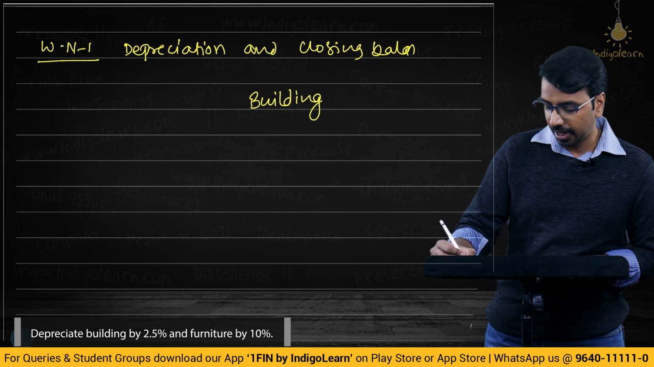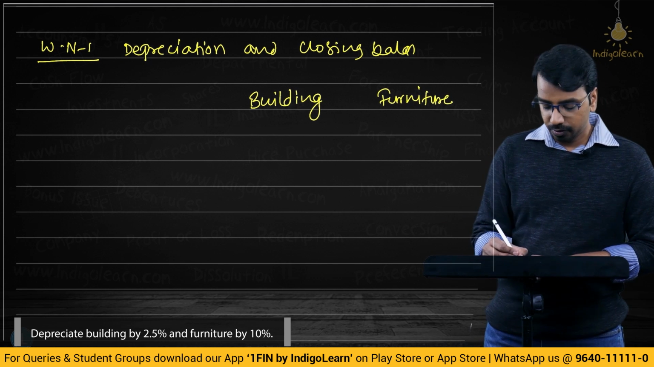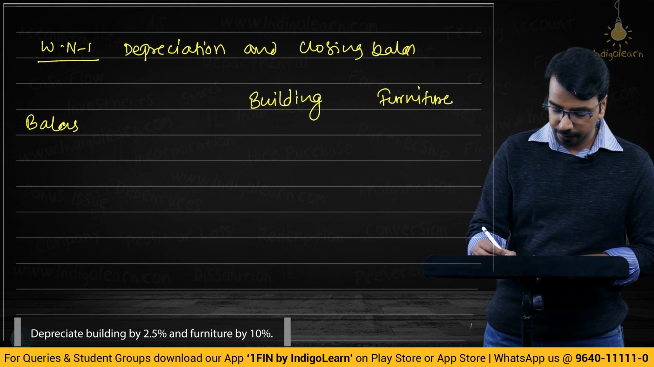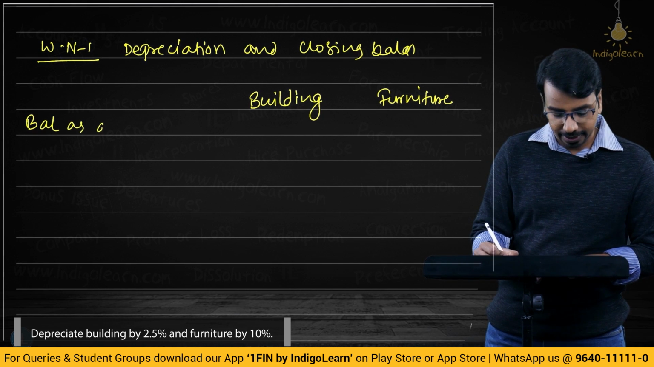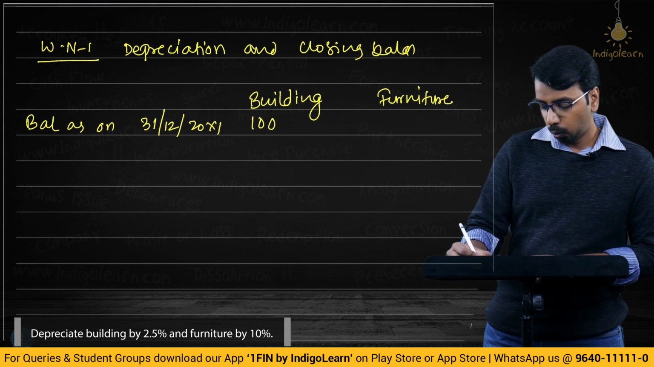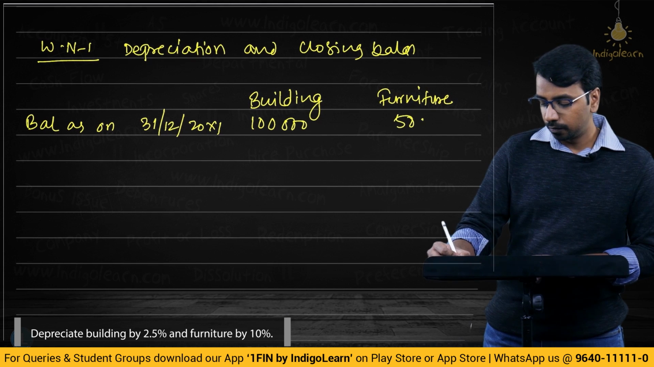Building and furniture, right? So what is the balance as on 31st of December of year 1? 1 lakh and 50,000.